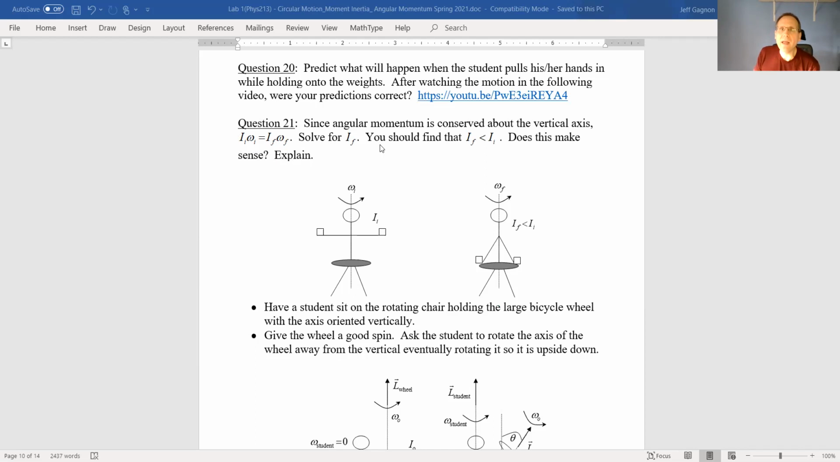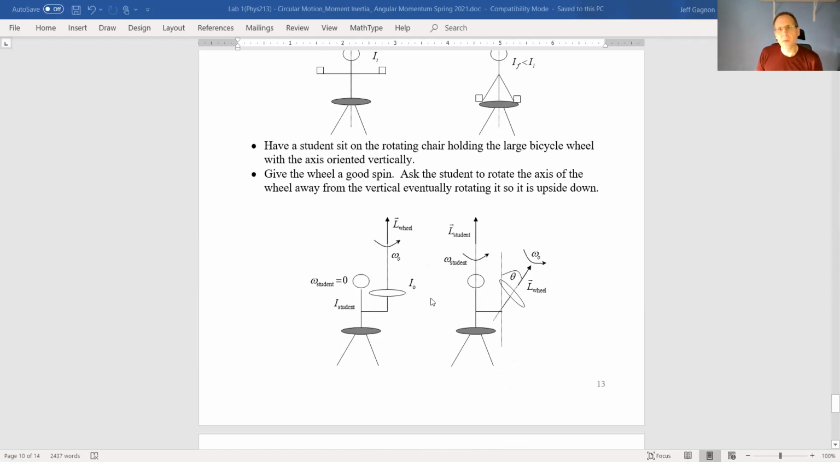And you should find that I final is less than I initial. So when you pull your hands in, the moment of inertia is smaller than the initial moment of inertia when you had your hands out. Does that make sense? Just explain whether that makes sense or not. When you look at this equation, based on what you found on the omegas, you should see that I final is less than I initial.